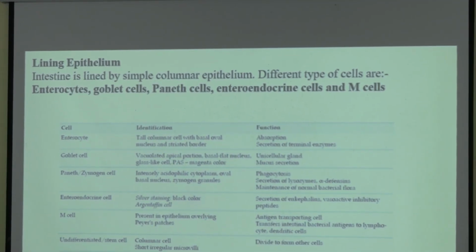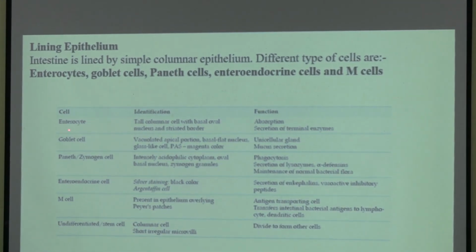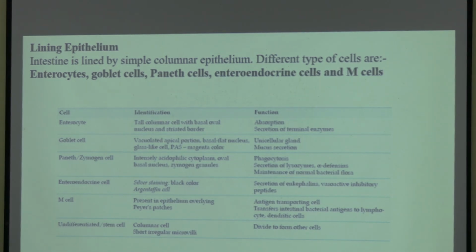Few cells are present along with the lining epithelium. First you can see the enterocyte. So what is the enterocyte? This is the lining epithelium. Tall columnar cells with a basal oval nucleus and a striated border. What is the meaning of striated border? That means microvilli are present. So what will be the function? Absorption, and secretion of some enzymes. Now these enzymes help in digestion of the disaccharides.